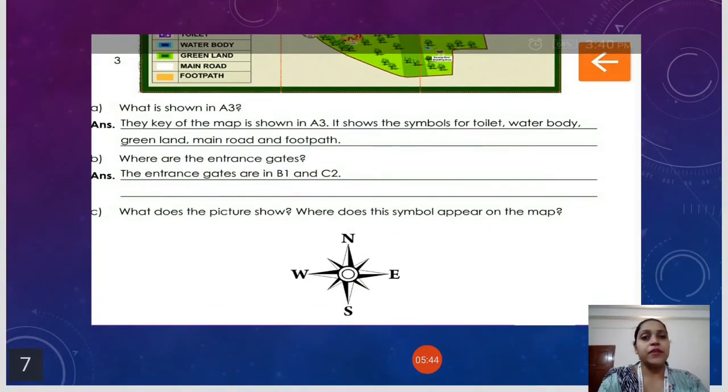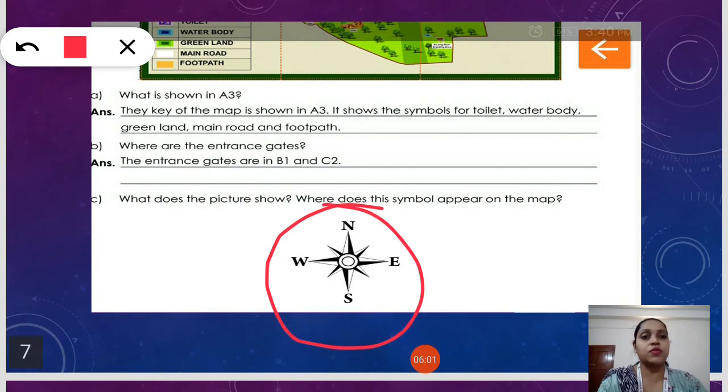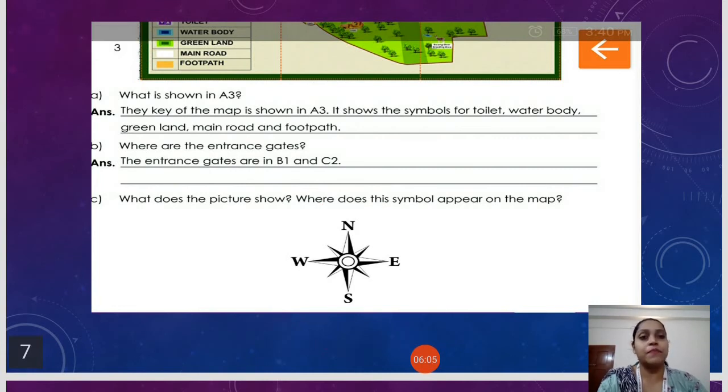Question number B. What are the entrance gates? Where are the entrance gates? The entrance gates are in B1 and C2. Okay. Now number C. What does the picture show? Where does this symbol appear on the map? So you'll hear the question. What does this picture show? Okay. And where does this symbol appear on the map?